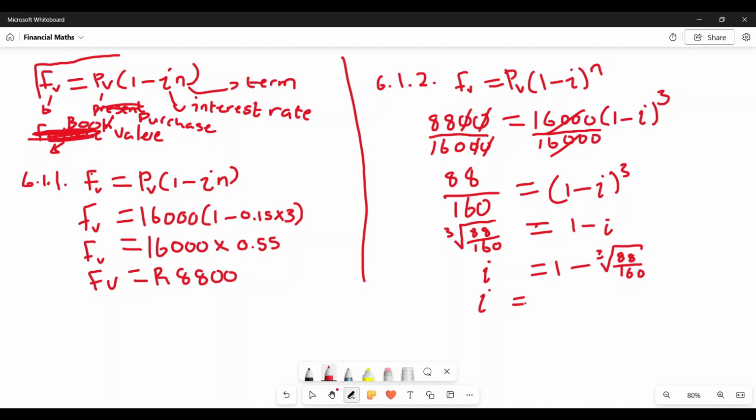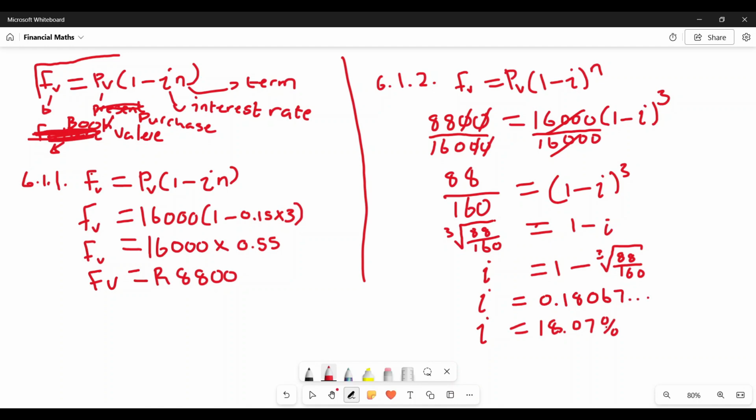So that gave me 0.1806 7 and some value. We'll leave it here for the sake of this video. If you want to write this as a percentage, you can multiply this by 100, which will give us 18%, or rather to 2 decimal places, 18.07%.